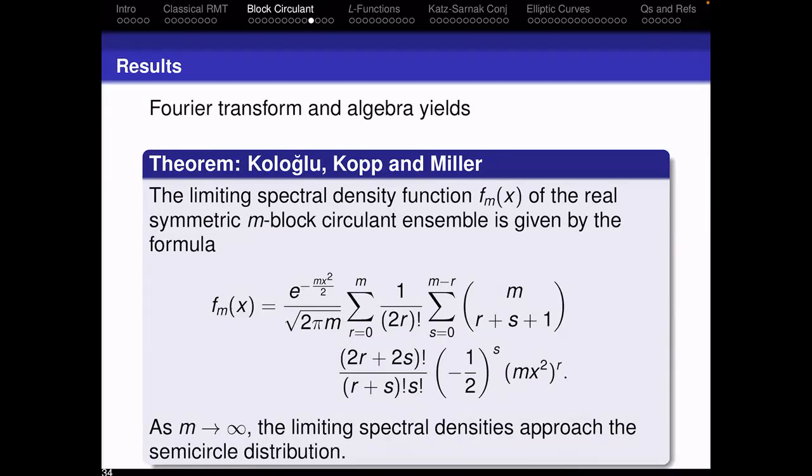As m goes to infinity, it should become a real symmetric ensemble. You should be getting the semicircle. When you look at this, does this look like the semicircle as m goes to infinity? No.